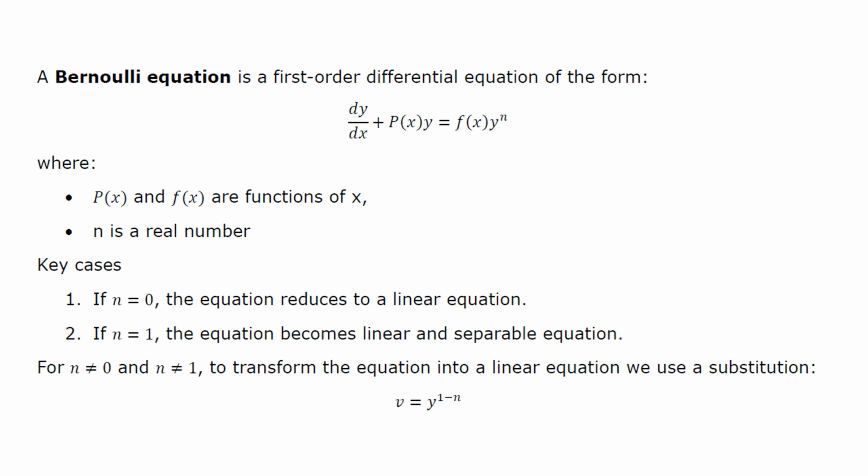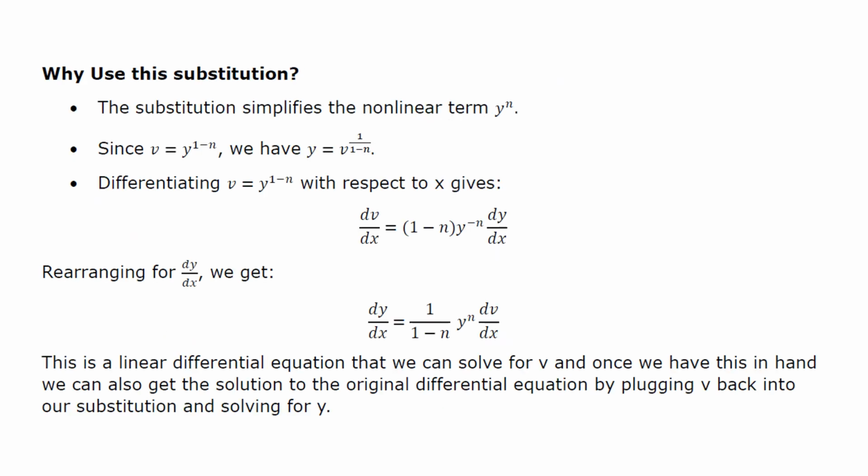Key cases when dealing with Bernoulli equations: if n equals 0, then the equation reduces to a linear equation. If n equals 1, then the equation becomes linear and separable. But for when n does not equal 0 and n does not equal 1, to transform the equation into a linear equation, we need to use substitution. And the substitution we're going to use is v equals y to the power 1 minus n. So why use this substitution? Well, the substitution simplifies the nonlinear term y to the power n.